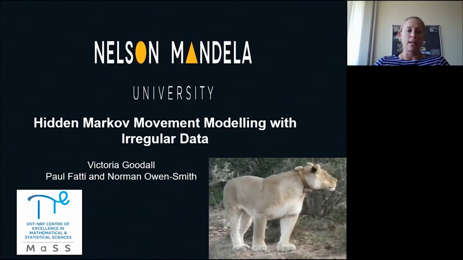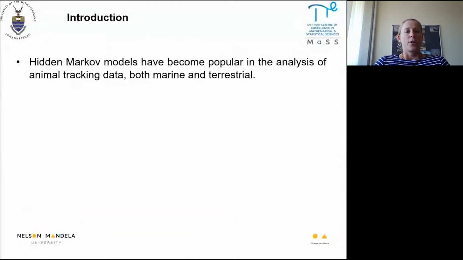Today what I'll be talking about is work from my PhD that we did looking at hidden Markov movement modeling, particularly with irregular data. It's work that I did with Professor Paul Fatty, who I can see there, and Professor Norman Owen-Smith. So, hidden Markov models have become very popular for the analysis of animal tracking data, both in a marine and a terrestrial setting.